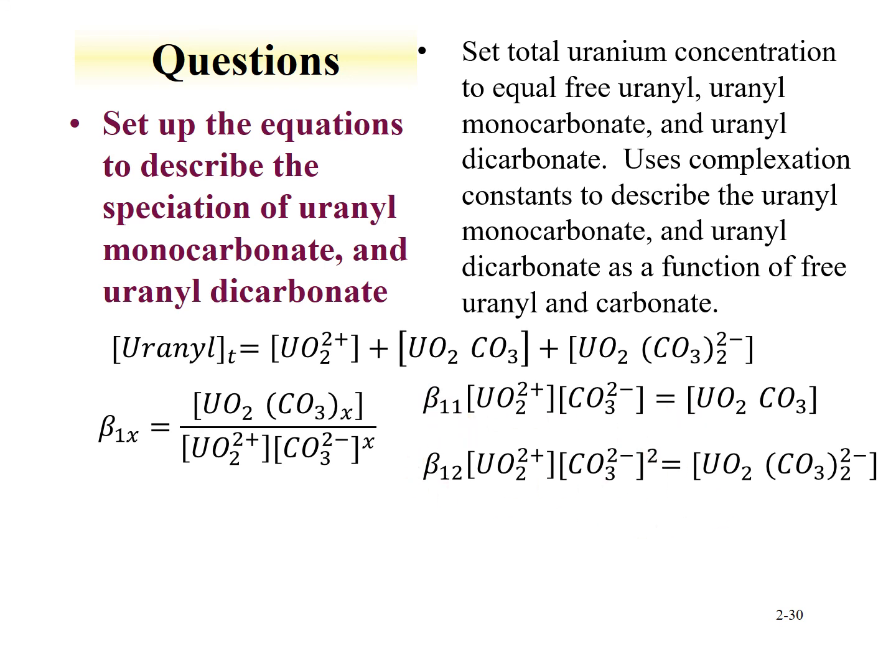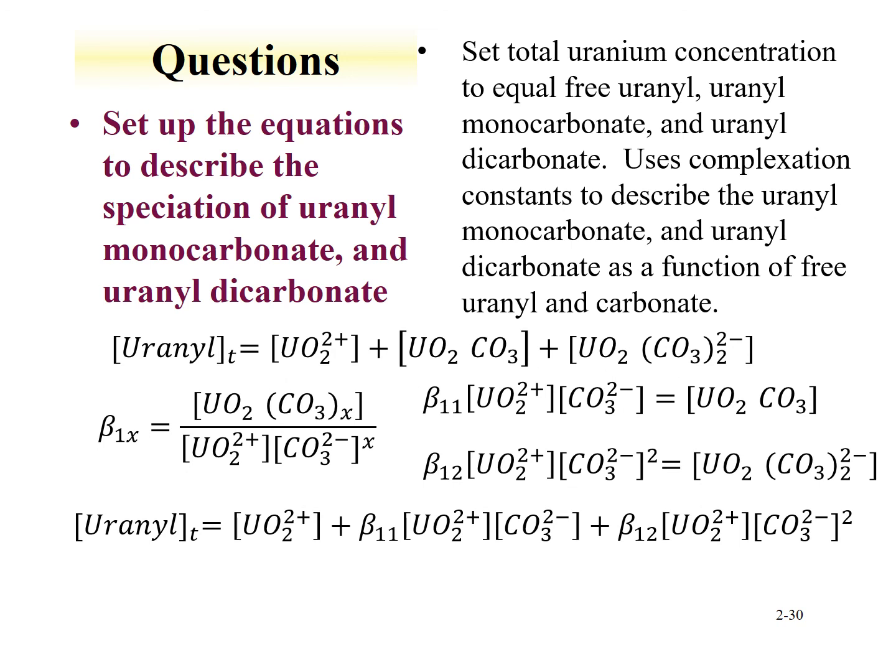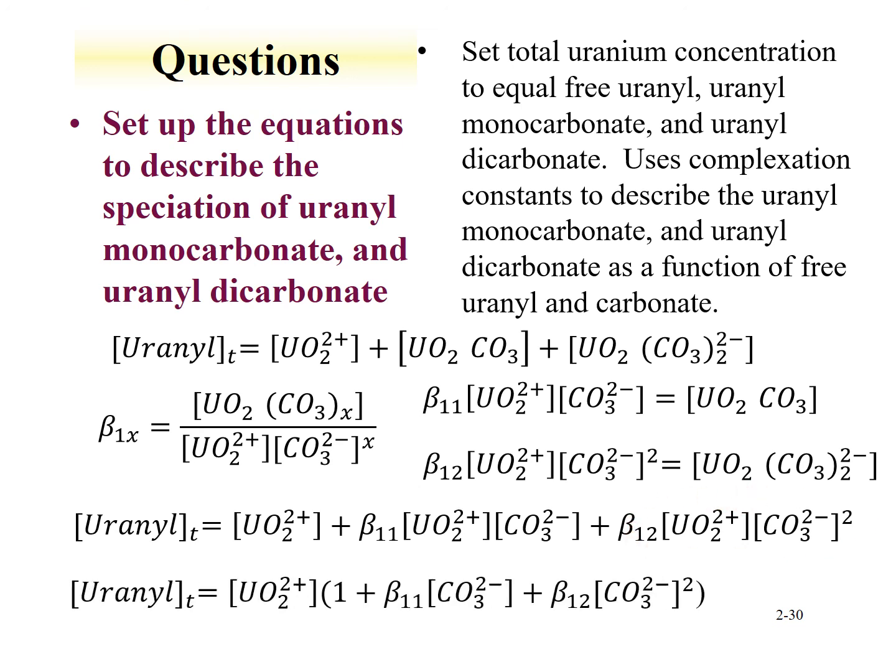Taking these complexation constants and substituting into the equation for describing the total species, one gets the total uranyl equal to the free uranyl plus the uranyl and the carbonate concentrations times the respective complexation constants. Doing a little bit of algebra here, one can pull out the free uranyl, and now we have the total uranyl concentration equal to an equation which is a function of the uranyl and the carbonates.